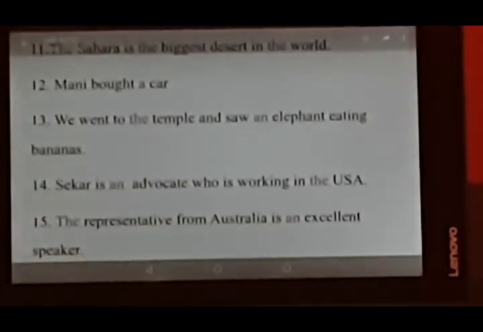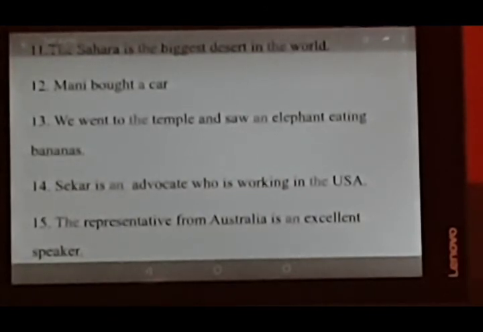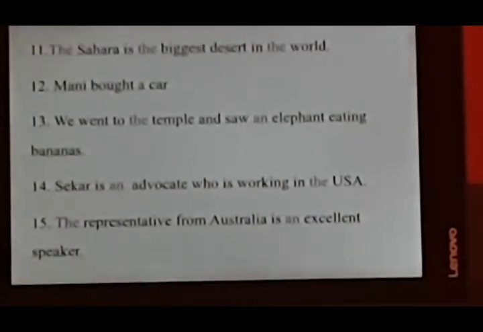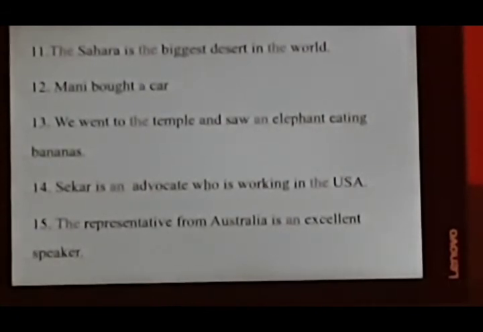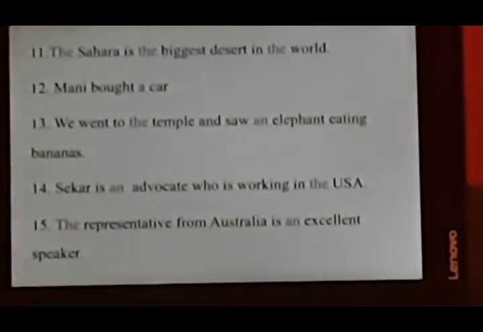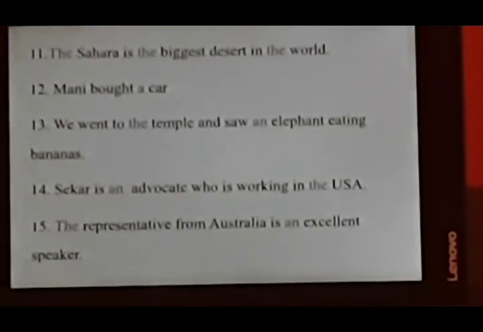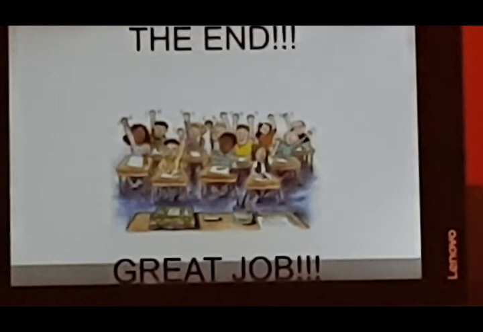So these are the answers. The Sahara is the biggest desert in the world. Money bought a car. We went to the temple and saw an elephant eating bananas. Shekhar is an advocate who is working in the USA. The representative from Australia is an excellent speaker. So this was it.